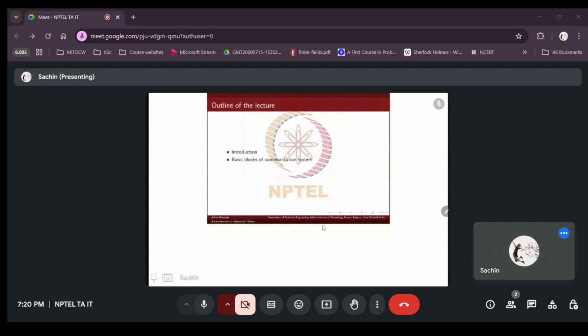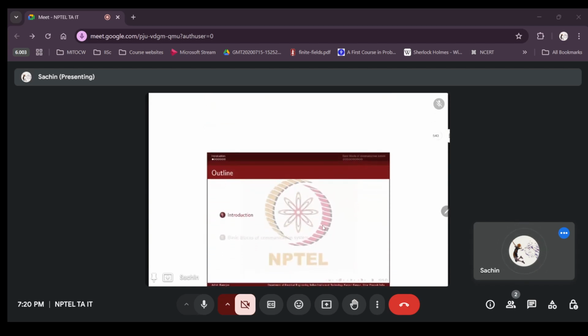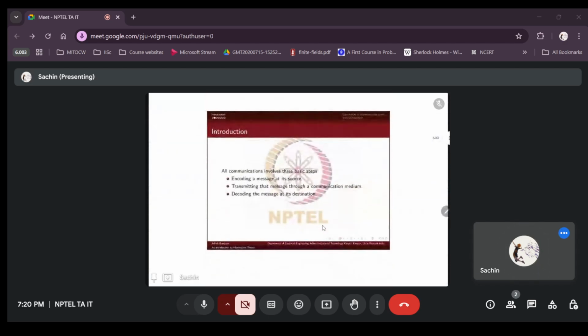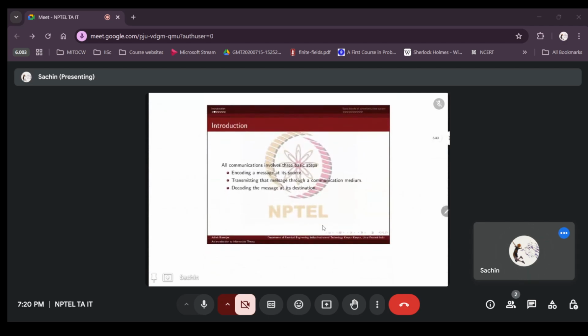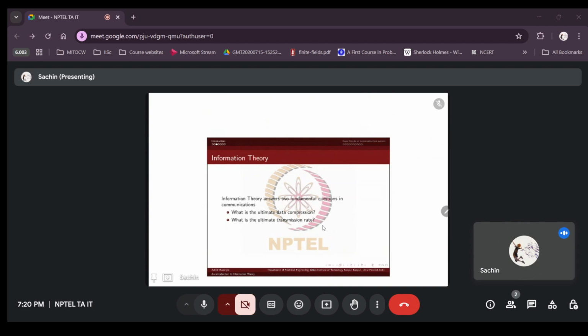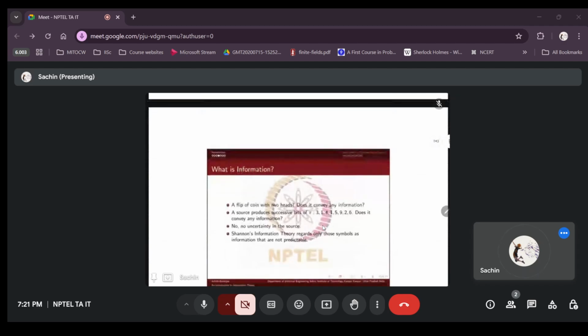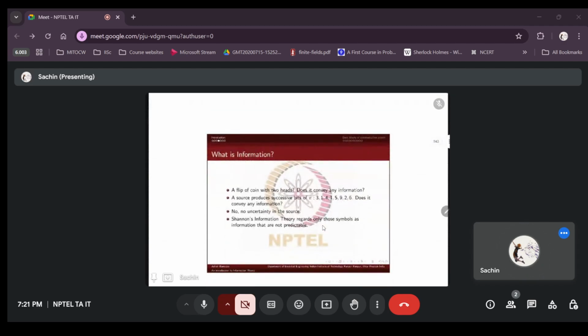First lecture was the introduction and basic blocks of communication. There are three steps in any form of communication: encoding a message at its source, transmitting the message through a channel, and decoding the message at its destination. Information theory will answer two fundamental questions: what is the ultimate data compression, and what is the ultimate transmission rate? First, we have to quantify what information is. That is also something that information theory does.